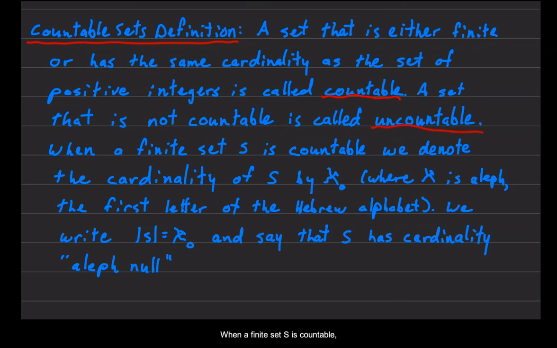When an infinite set S is countable, we denote the cardinality of S by Aleph null. Aleph is the first letter of the Hebrew alphabet, which is that there. We write the cardinality of S is equal to Aleph null and say that S has the cardinality Aleph null.